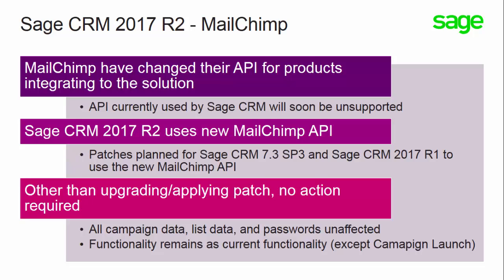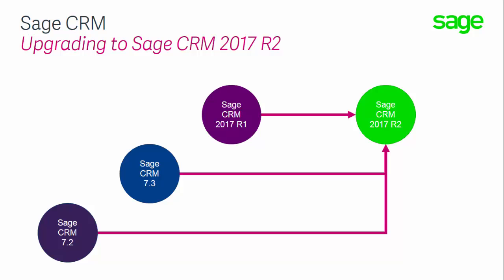There are patches planned for Sage CRM 7.3 SP3 and Sage CRM 2017 R1 to use the new MailChimp API. And so other than upgrading or applying the patch, there'll be no further action required. You can expect that all of the campaign data, list data, and passwords will be unaffected. So the functionality will remain the same, the integration won't be interrupted, there'll be a slight change in the way in which campaigns are launched. So if you're a MailChimp user, then this is another important thing to consider as you plan your upgrade.